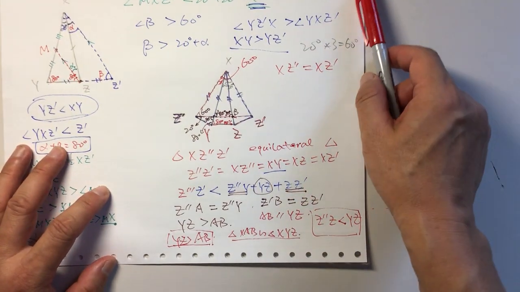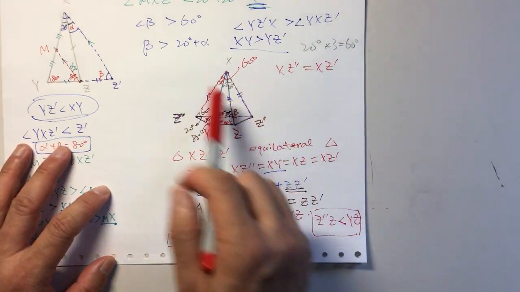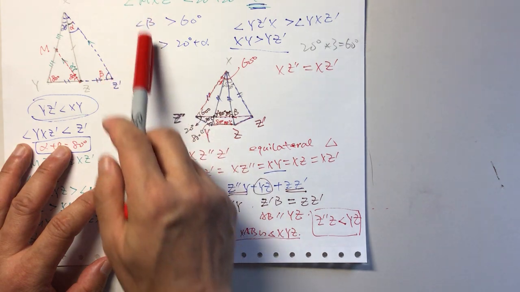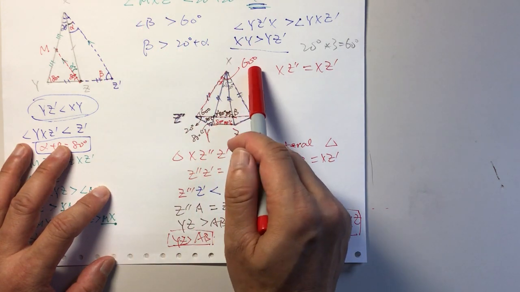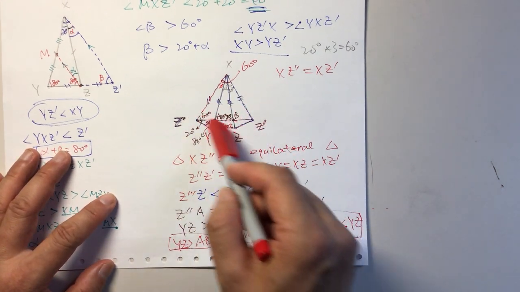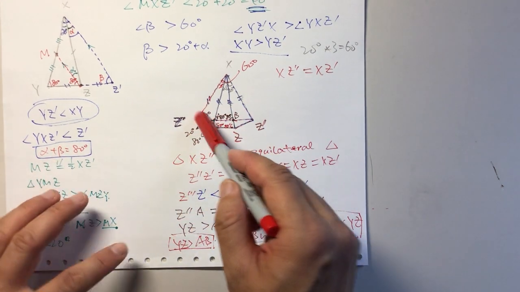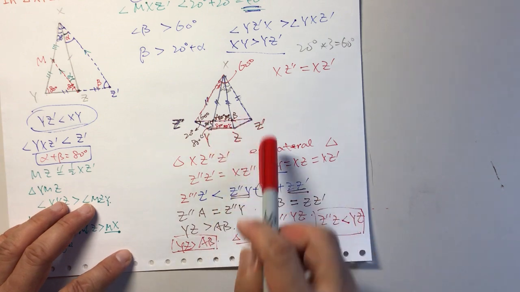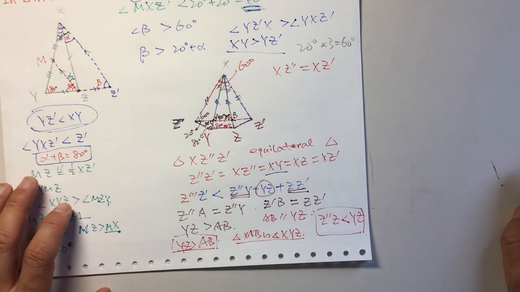And the second part, 3 times. We saw this problem is special: 20, 20, 20, 3 times 20 will be 60, and we can construct an equilateral triangle. Then the problem converts to another one, and this becomes easier, right?